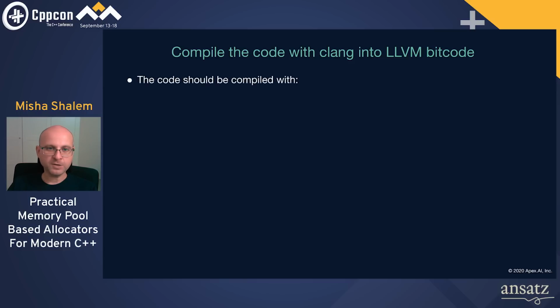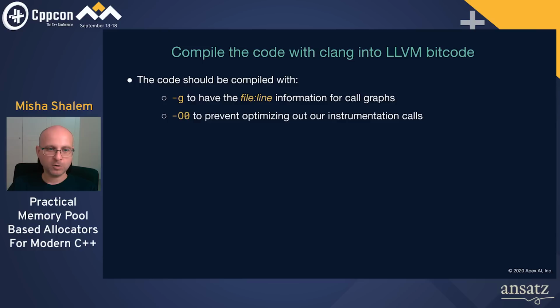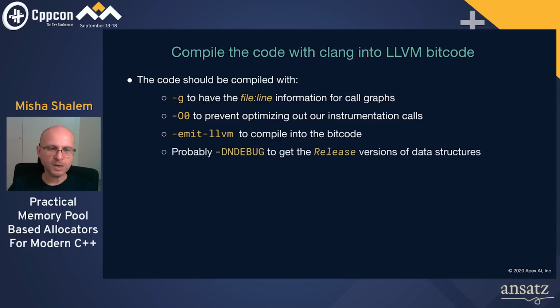Now, a bit of technical details here. We would want to compile with debug symbols in order to see this information in our call graph, where things were called from, and so on. We probably would want to prevent optimizing out our instrumentation calls, and maybe there are better ways to do that, but -O0 will do the trick. It just prevents the optimizer from throwing away our empty calls to type_rec. And we would want to use emit-llvm to compile into bitcode instead of native instructions. And we probably want NDEBUG defined to get the release version of data structures if there is any difference, but it's okay. It's of course up to you. You may want to do it with debug versions for some reason.